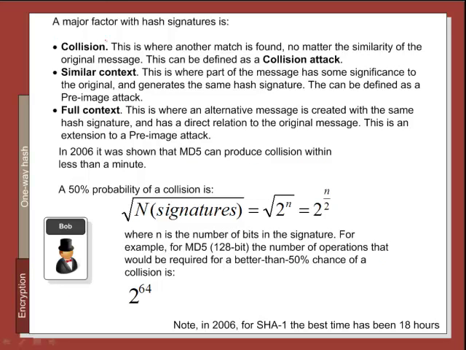Another weakness that we can have is a collision, and a collision is when the same hash signature occurs for a different text. We can also get a similar message producing the same type of hash signature. It's been shown that on a good quality computer, with MD5 the same hash signature can be produced for a different message in less than a minute. With SHA-1, it's still many hours, but it is possible.